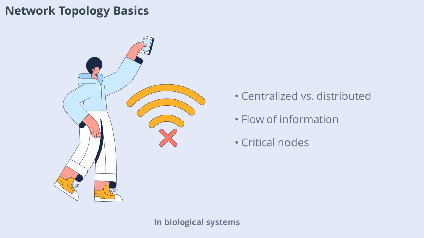Network topology refers to the arrangement of nodes and edges within a network. In biological systems, topology can reveal much about how information or materials flow. Some networks are highly centralized, with a few key nodes connecting many others, while others are more evenly distributed. Understanding topology helps researchers identify critical components and predict how networks respond to changes or damage.